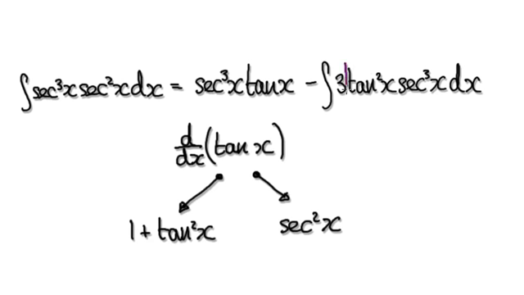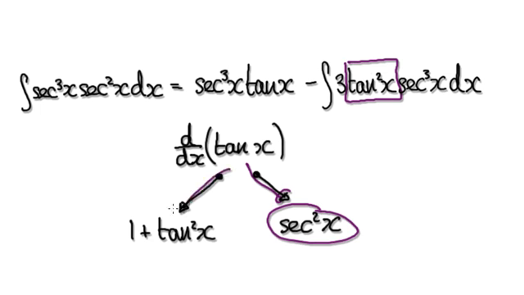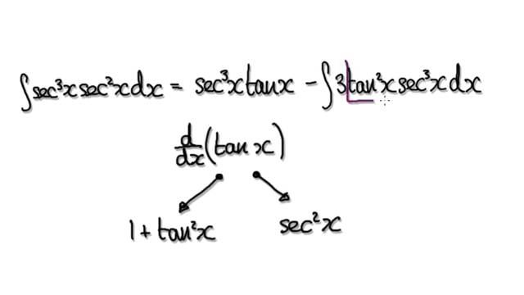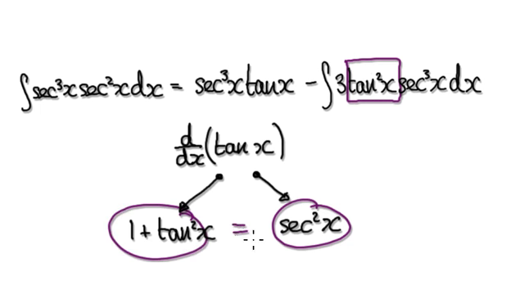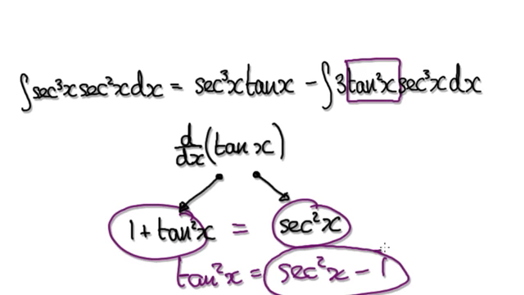Now looking at this, when you differentiate tan, you would get this, or you can also express the answer as this. So rewrite this tan squared. That would imply that this is the same as this. You can actually do this, and then take away 1 from both sides. So tan squared equals secant squared x minus 1. So you can put this into here.